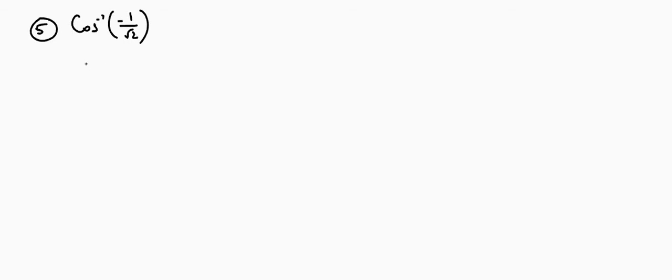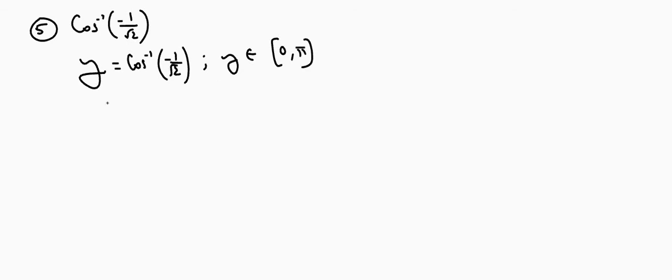Question number 5. Now let us discuss one more question on cos inverse: cos inverse of minus 1 by root 2. Same procedure. Let y equal cos inverse of minus 1 by root 2, so y is an element of the closed interval 0 to pi. That implies cos y equals minus 1 by root 2.